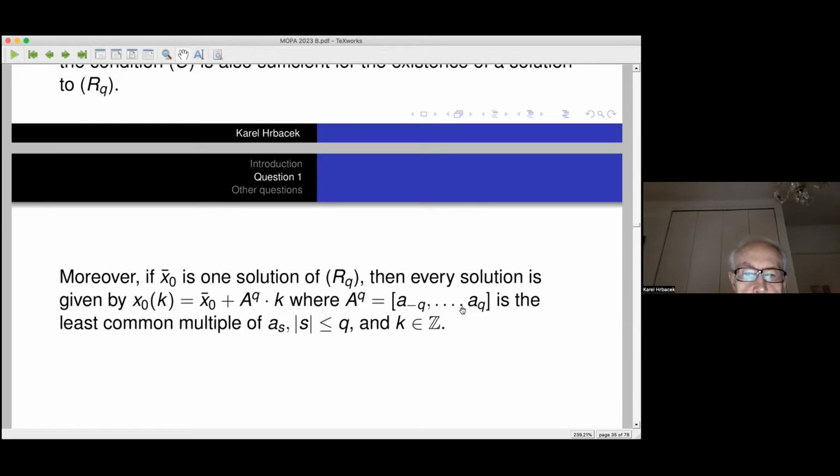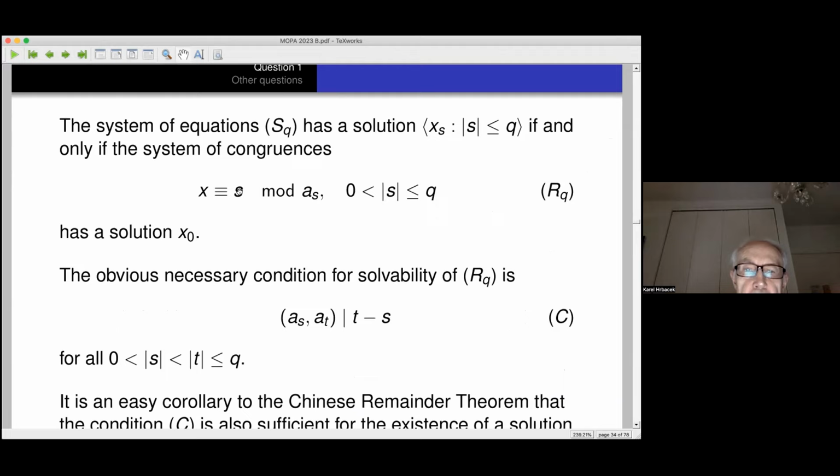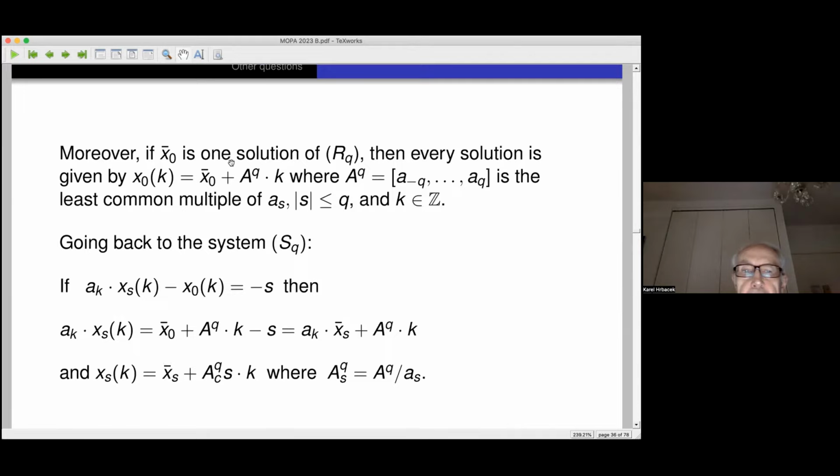Well, that's clear also, because if you let s equal zero, you have the homogeneous congruence. So for x to be congruent to zero, divisible in other words by every a_s, it must be a multiple of the least common multiple of all these a_s. So every solution of the congruence is of this form.